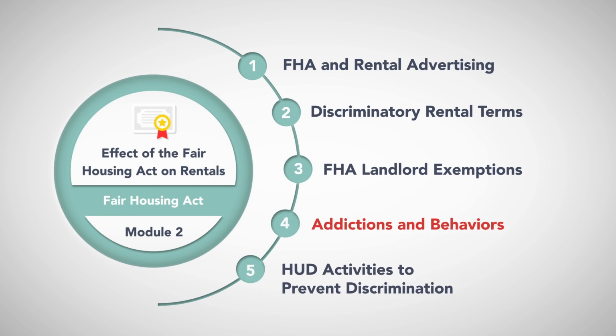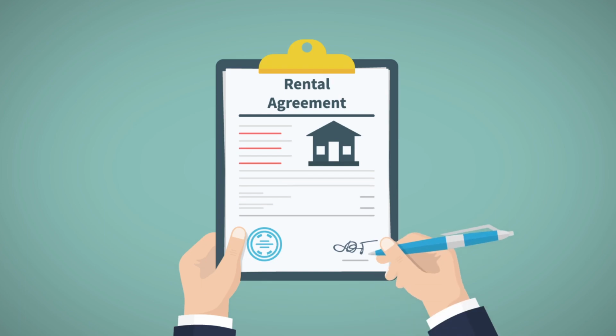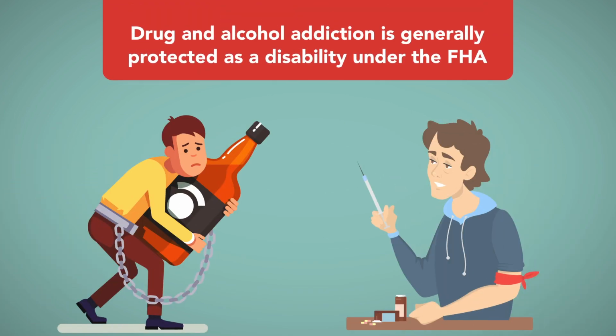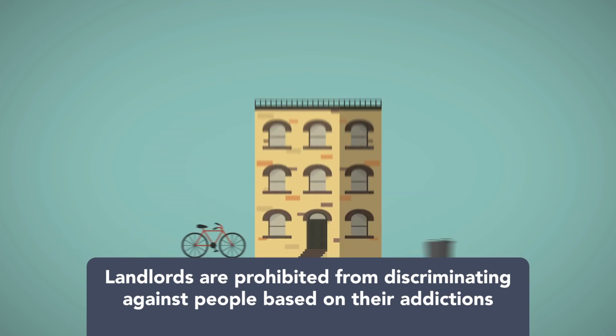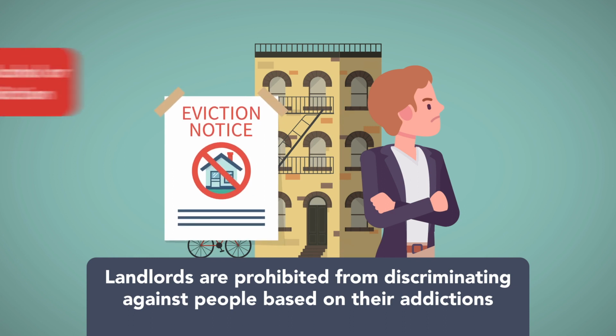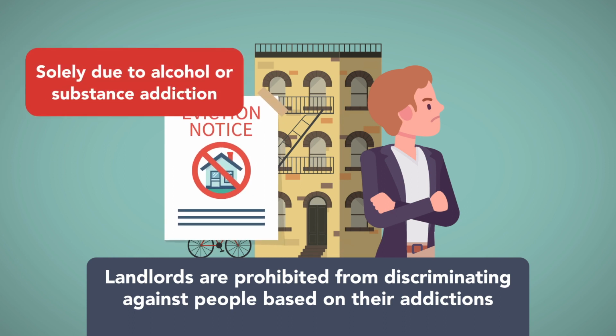Addictions and behaviors. Other fair housing exemptions may arise from specific circumstances of the renter or rental agreement. For example, drug and alcohol addiction is generally protected as a disability under the FHA. Therefore, landlords are prohibited from discriminating against people based on their addictions, and they cannot deny a rental or evict a tenant solely due to alcohol or substance addiction.